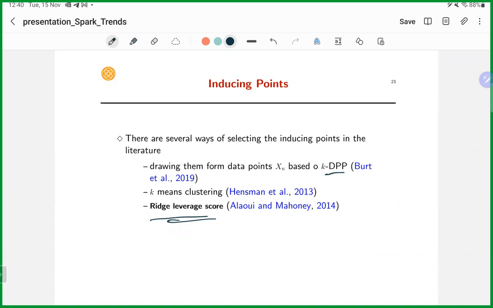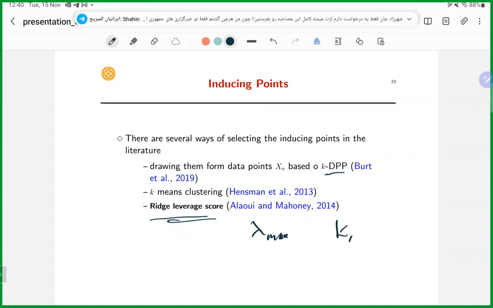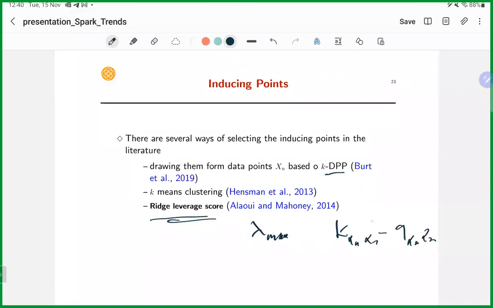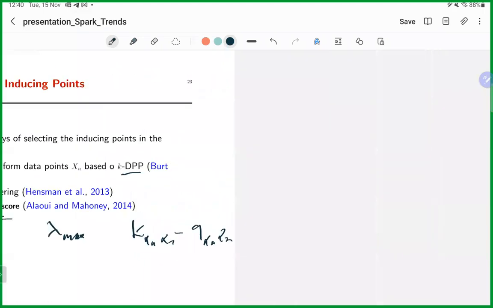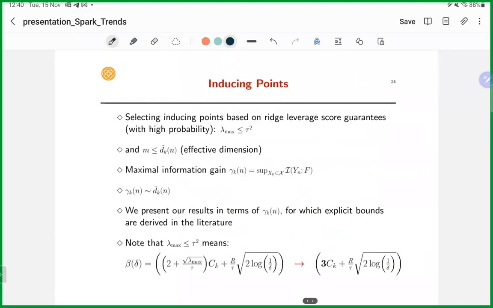I'm not going to go into the details of this because it's a kind of orthogonal research track to what we have. But basically, any of these methods which ensures that lambda max can be controlled, which is basically the maximum eigenvalue of K_xn,xn minus Q_xn,xn, is sufficient for our theoretical results. So as I said, what we want is lambda max to be controlled.